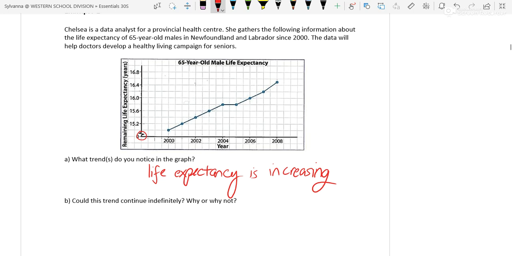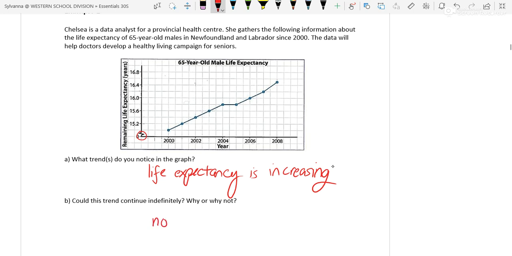Can this trend continue indefinitely, and why or why not? Can you imagine if we kept going on and on forever and never stopping? That would mean that this 65-year-old male would live forever. His life expectancy would keep increasing, so this person will live up to not only 80, but eventually 100, and then 150. Well, we don't have the technology now to figure this out, but as of now, that's not really possible. We don't have immortal humans, at least we don't think we do.